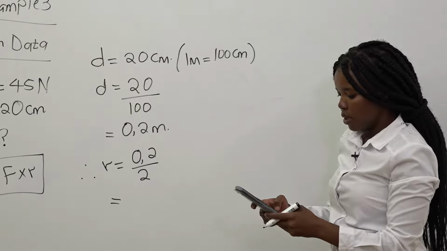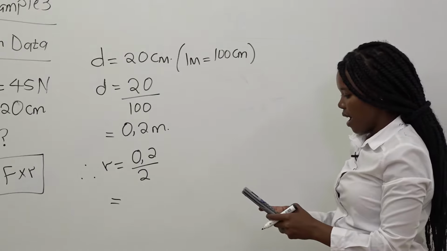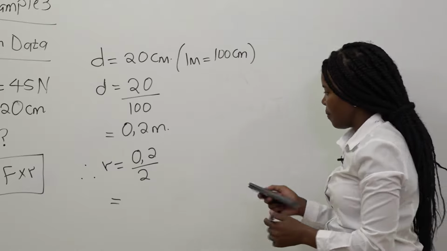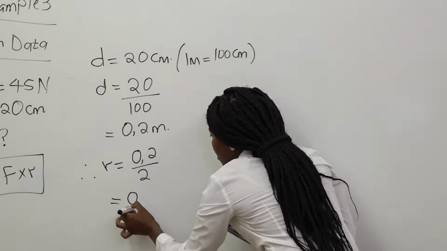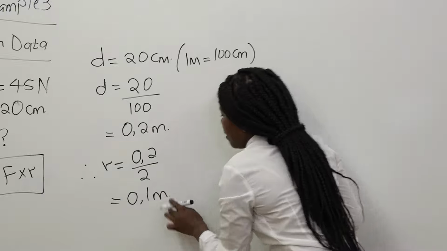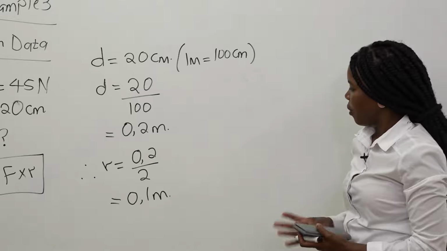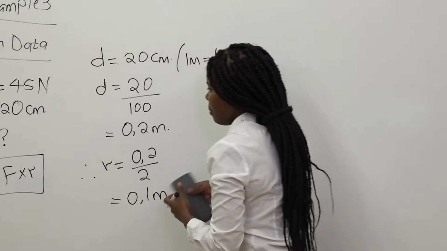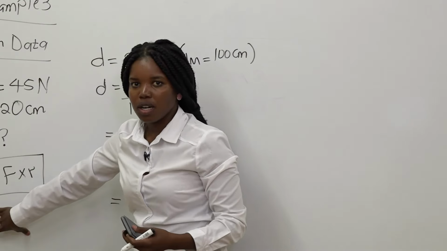0.2, you say 0.2 divided by 2. So if you work out from your calculator, you will get 0.1 meter. So now you can calculate the torque.